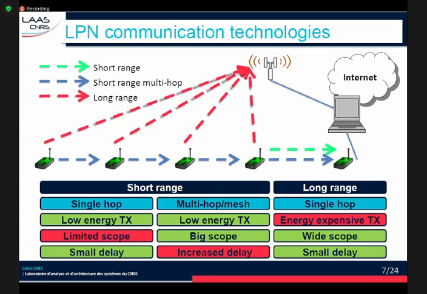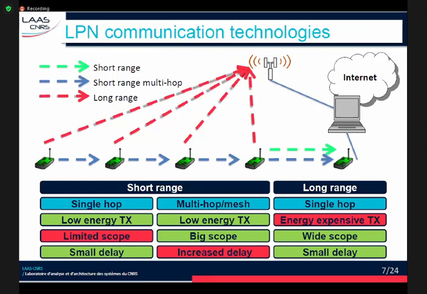Of course, if we extend the scope of the network of short-range communication, we have, for instance, to implement multi-hop routing. And here we have this column with an increased delay, of course, because you have to receive and forward the packet until it reaches the final sink of the application. Of course, this implies also low energy.